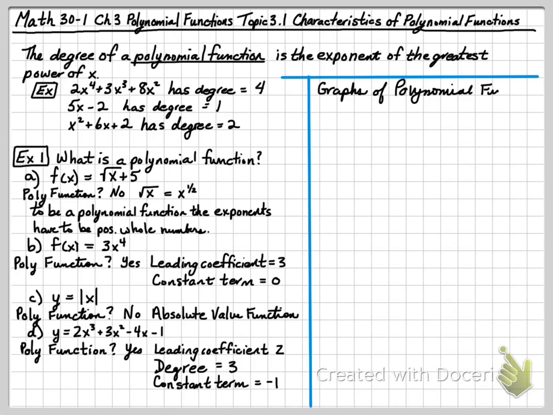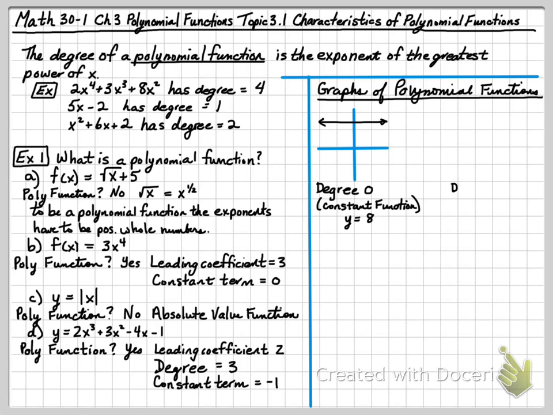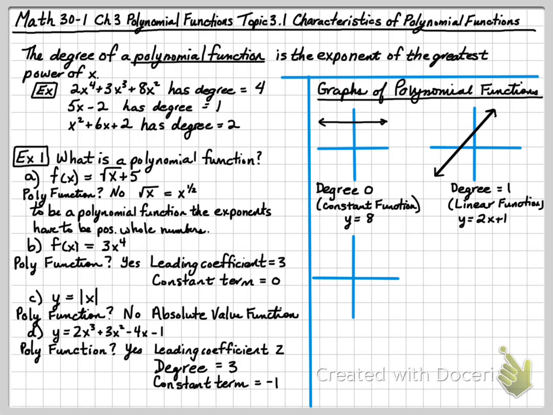Let's look at the graphs of polynomial functions. Let's look at something of degree 0. If it's a constant function, something like y is equal to 8, everywhere on that line y is equal to 8. If we went degree 1, that would be a linear function. Here's a linear function. That could be something like y equals 2x plus 1.